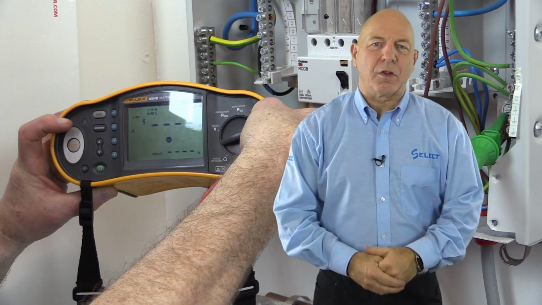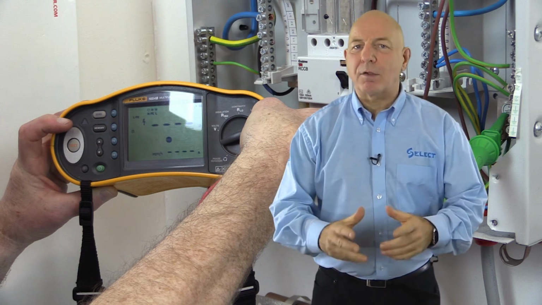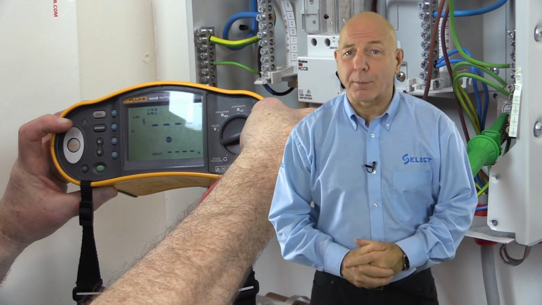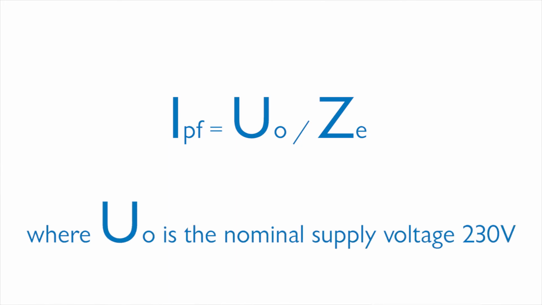As an alternative to the measurement method previously described, it's possible to calculate the prospective fault current by using the formula IPF equals U0 over ZE, where U0 is the nominal supply voltage 230 volts, and the earth fault loop impedance external to the installation has been determined by either measurement or by inquiry. Now for test rig 2, we measured a value of 0.4 ohms for the earth fault loop impedance external to the installation, which we will use.